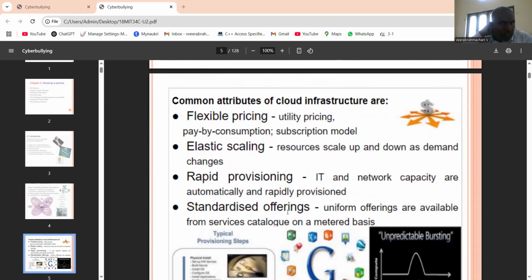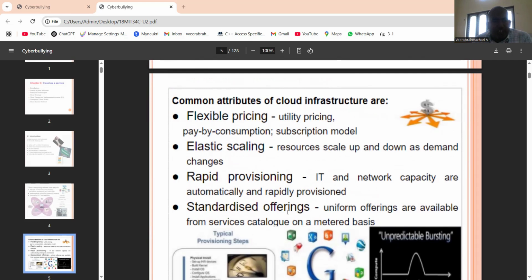First, cloud infrastructures are used for flexible pricing, and the pricing rate is very low. Flexible pricing means utility pricing, and pay by consumption. What should it be used for?